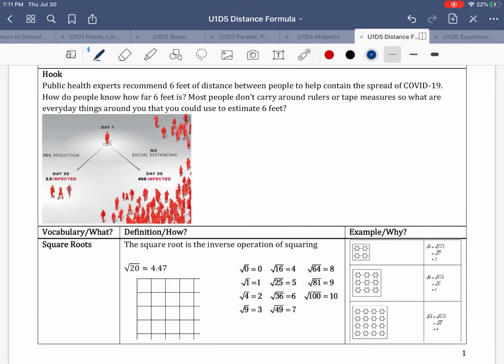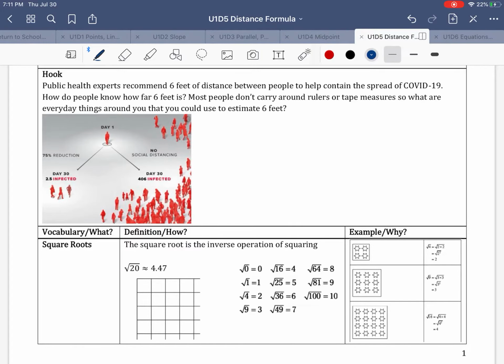On a very just how we're thinking about things nowadays, public health experts are recommending 6 feet of distance between people to help contain the spread of COVID-19. But how do you know what exactly 6 feet is? Most people don't carry around rulers, tape measures, yardsticks. So what are the things that are around us, or how can we use our bodies to figure out and estimate 6 feet, right?